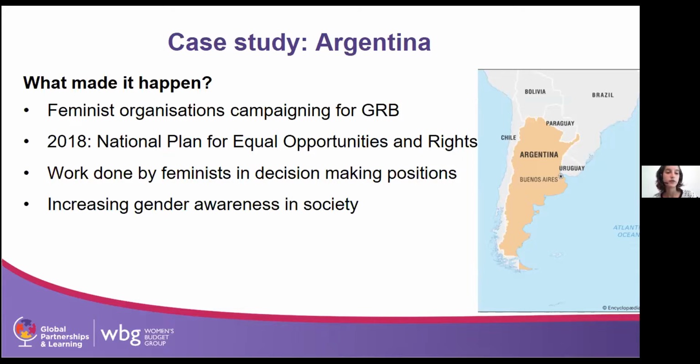Well, another important actor in this issue was the feminists in decision-making positions. They worked a lot to achieve GRB. Also, the increasing gender awareness in society played a part in achieving gender-responsive budgeting in Argentina.